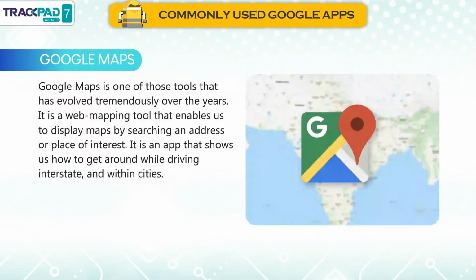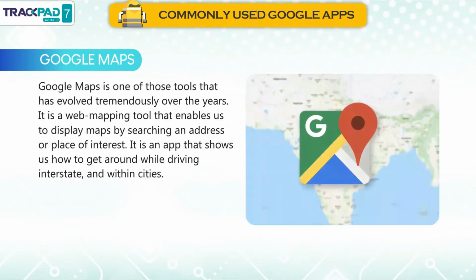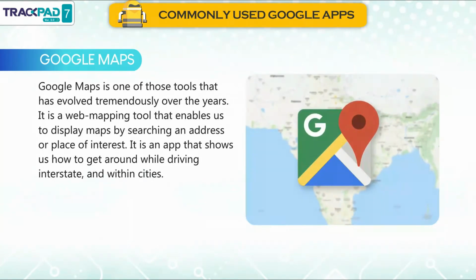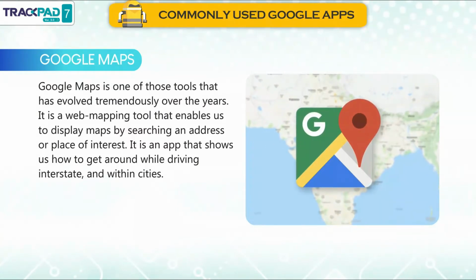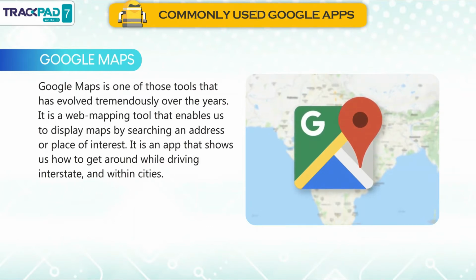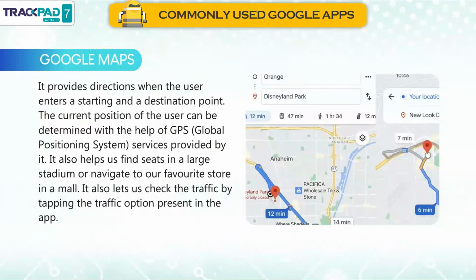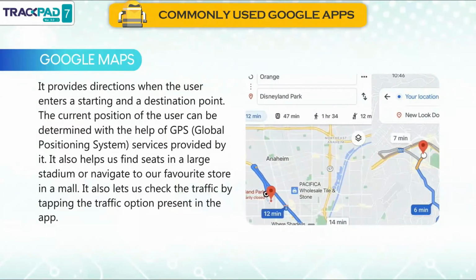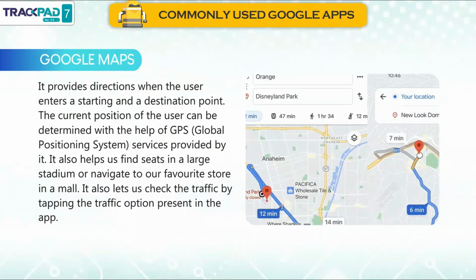Google Maps. Google Maps is one of those tools that has evolved tremendously over the years. It is a web mapping tool that enables us to display maps by searching an address or place of interest. It is an app that shows us how to get around while driving interstate and within cities. It provides directions when the user enters a starting and a destination point.